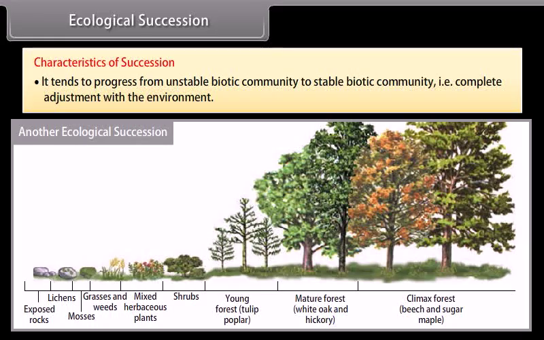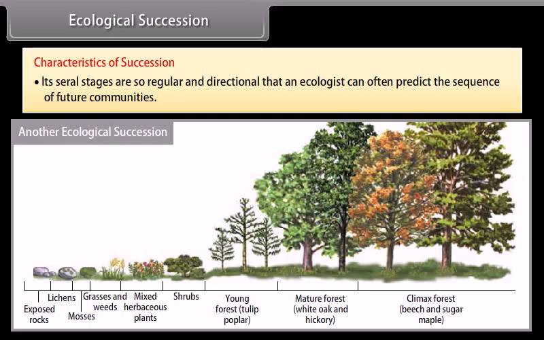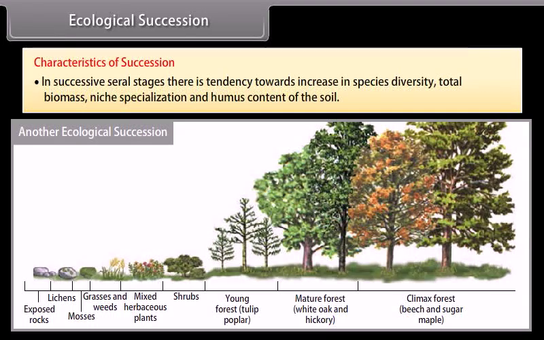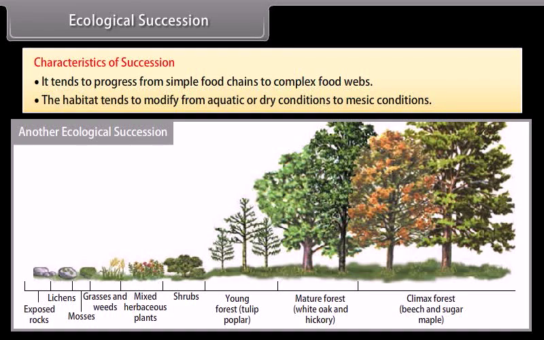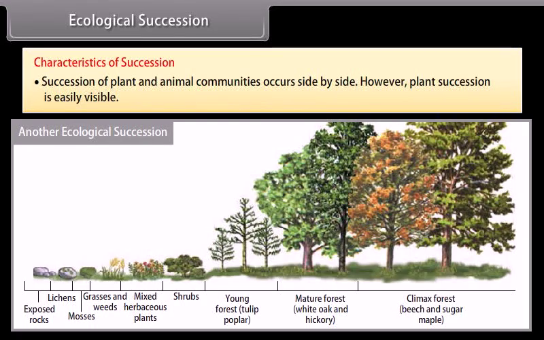Characteristics of succession. It tends to progress from unstable biotic community to stable biotic community, that is, complete adjustment with the environment. Its seral stages are so regular and directional that an ecologist can often predict the sequence of future communities. In successive seral stages, there is a tendency towards increase in species diversity, total biomass, niche specialization, and humus content of the soil. It tends to progress from simple food chains to complex food webs. The habitat tends to modify from aquatic or dry conditions to mesic conditions. Succession of plant and animal communities occurs side by side. However, plant succession is easily visible.